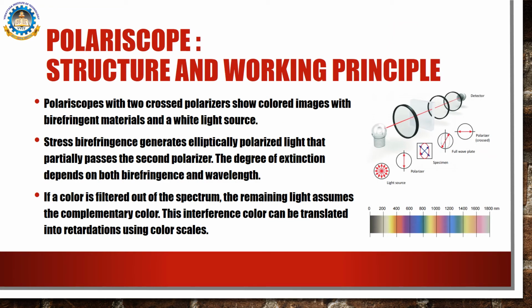Polariscope structure and working principle. A polariscope with two crossed polarizers shows a colored image with birefringent materials and a white light source. Stress birefringence generates elliptically polarized light that partially passes the second polarizer. The degree of extinction depends on both birefringence and wavelength. If a color is filtered out of the spectrum, the remaining light assumes the complementary color. The interference color can be translated into retardations using color scales.